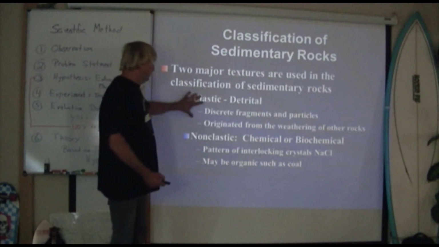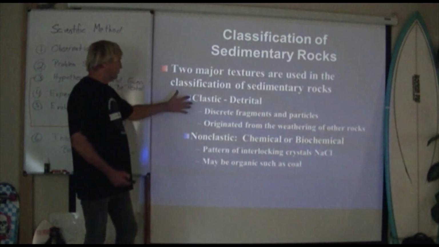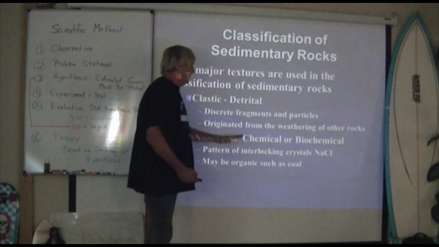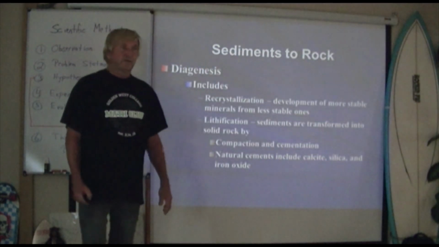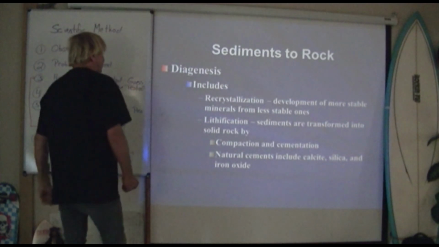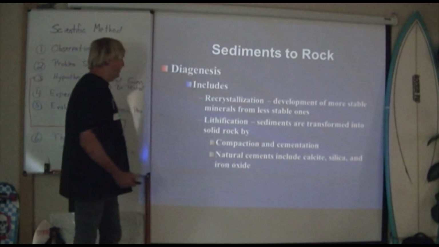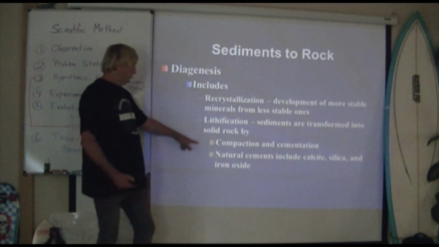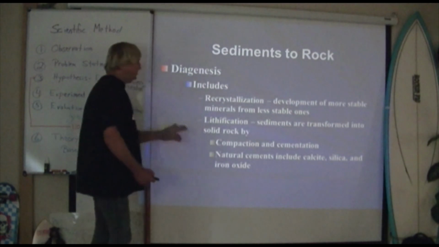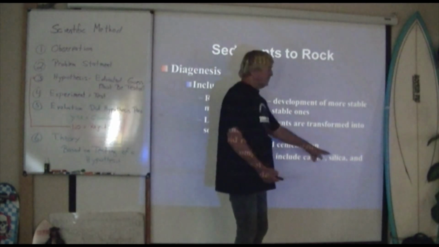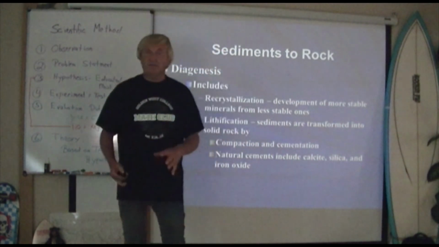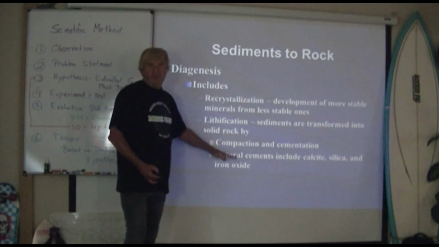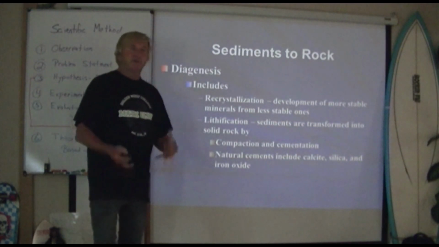So let's look at the difference between clastic and non-clastic rocks. Clastic or detrital means fragments of other rocks. Chemical or biological rocks means that they were formed in a water-rich environment. We already talked about diagenesis. This includes recrystallization, the development of more stable minerals from less stable ones. Lithification is where sediments are transformed into solid rock by compaction. Compaction occurs because of burial. Natural cements, like calcite, silica, and iron oxide, take those sand grains and cement them into rock. But they usually do that because they're compacted, because they're buried. And then water can move through them with the compaction and turn them into rock.